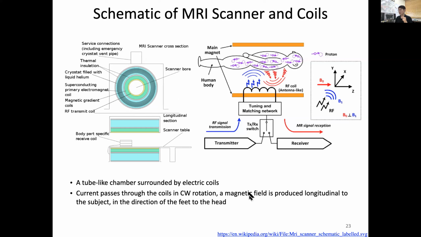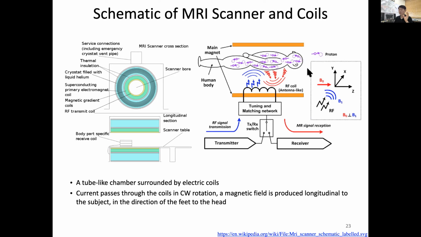Okay, so a magnetic field is produced longitudinal to the subject, as we showed before, in the direction from the feet to the head. So what's going to happen for this? The person's proton is a tiny magnetic dipole inside the body. So there's a main magnet here, and that surrounds this way, and then that will form a big static magnetic field from feet to head direction.